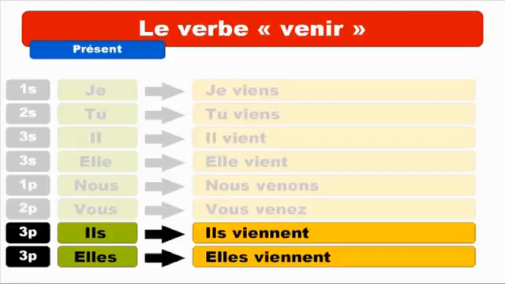Repeat. Okay, same thing for elle, so same form. Elles viennent. Repeat. Elles viennent. Okay, so let's say again one more time. It's je viens, tu viens, il vient, elle vient, nous venons, vous venez, ils viennent, and elles viennent.